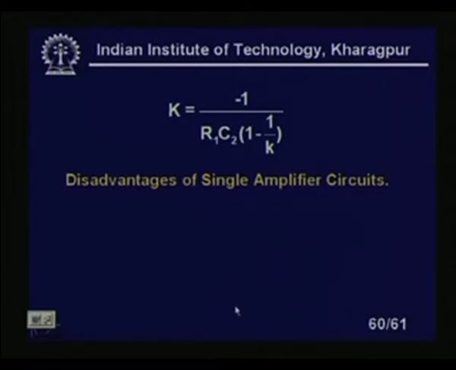Now, what is the disadvantage of the single amplifier structure? One problem is that the sensitivities are rather high. If you compare with the state variable structures, the sensitivities will be high. Also, tuning is very difficult in this type of filter. What is tuning? Let us go back, it will be more clear.